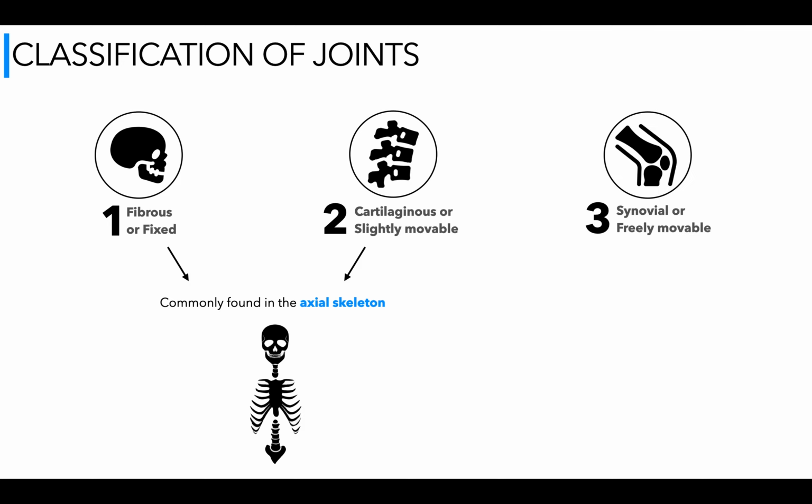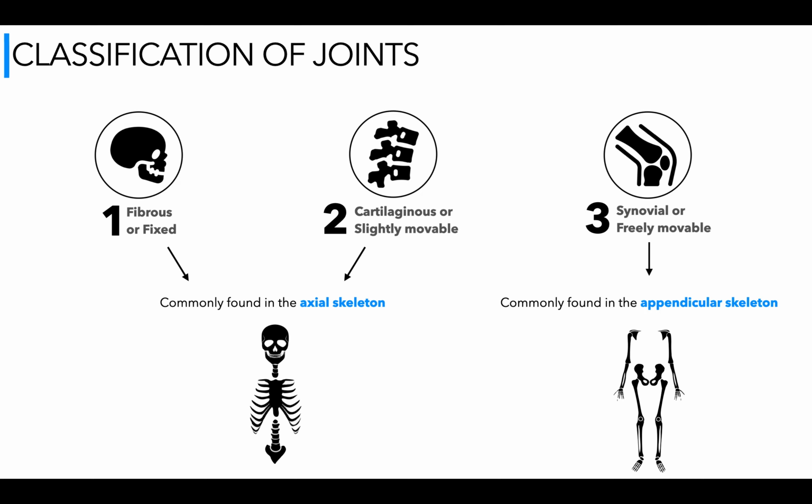And our third joint classification is the synovial joint, or freely movable. These are commonly found in the appendicular skeleton as they are responsible for movement. Okay, so there are our three classifications, and let's look at some key points about each of them and an example.